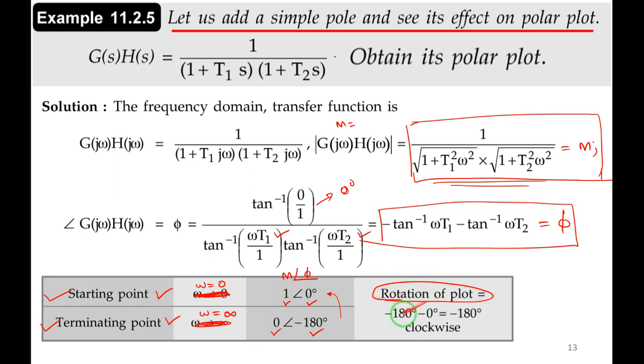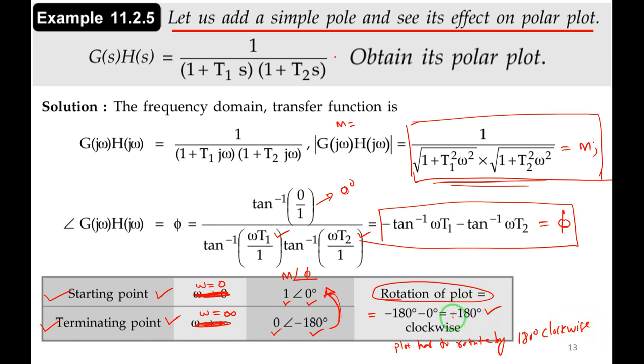Right? Rotation of the plot is equal to, you subtract like this: terminating point phase angle, this is phi 1, phi 2, phi 2 minus phi 1. So minus 180 degrees minus 0. So I am getting minus 180 degrees. Since the angle is negative, the plot has to rotate by 180 degrees. In which direction? Negative means clockwise. 180 degrees clockwise.